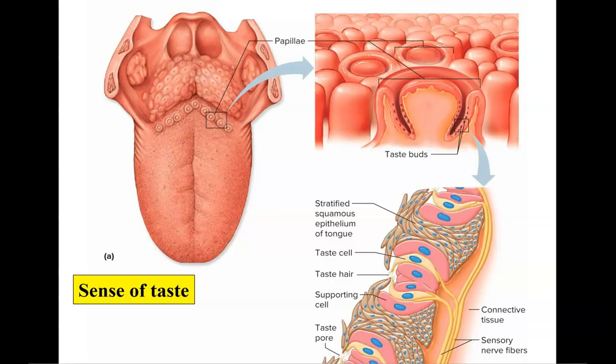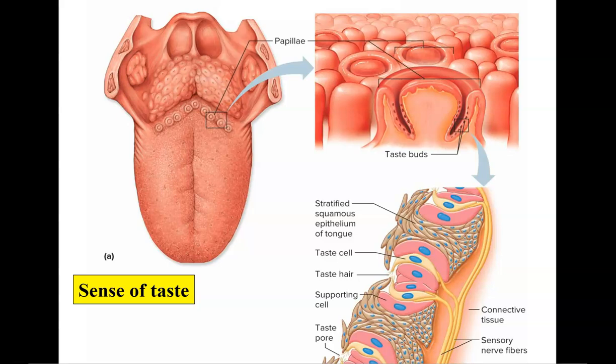You're going to have tiny projections called microvilli. These are going to be referred to as taste hairs. And so they're going to protrude from the outer ends of the taste cell and just through the taste pore. These taste hairs are going to be the sensitive parts of those receptor cells. So the sense of taste is going to be derived from food molecules that are going to bind to specific receptor proteins embedded within these taste hairs on the taste cells.